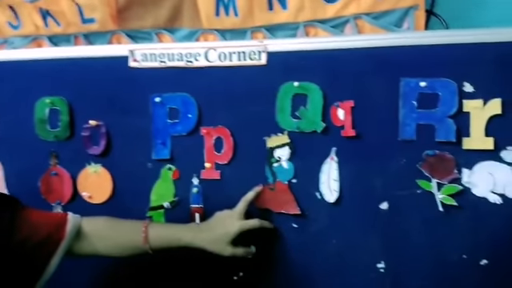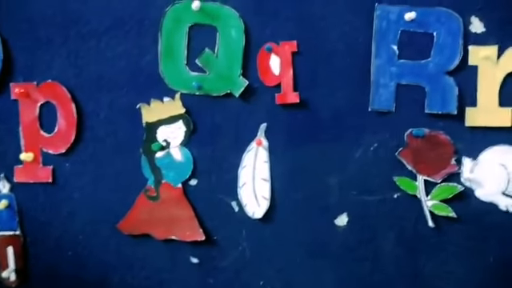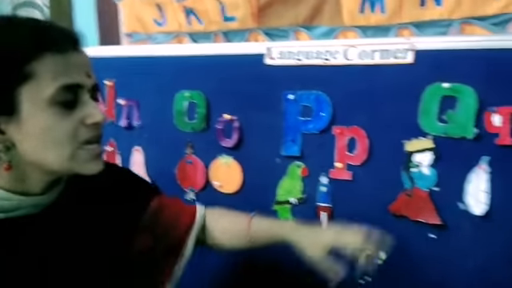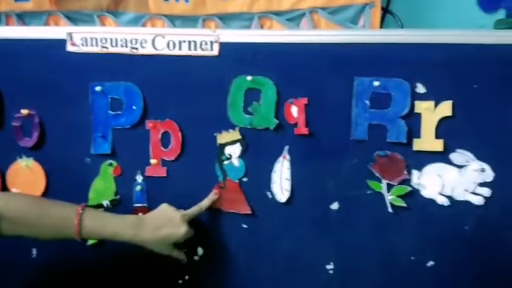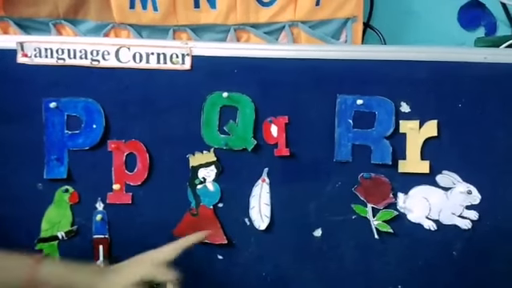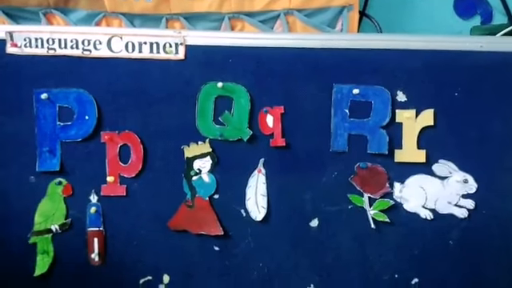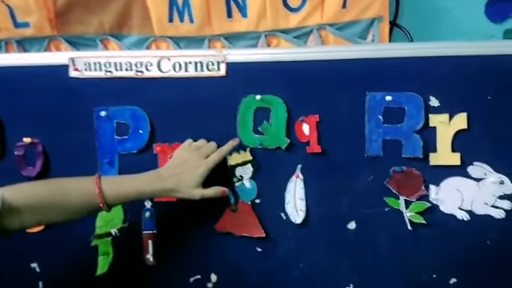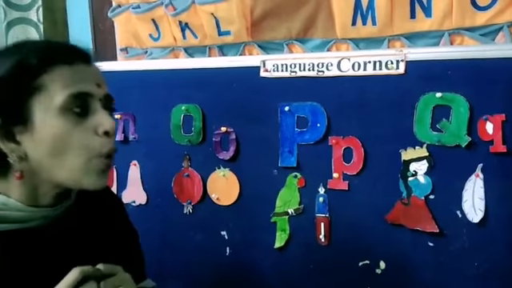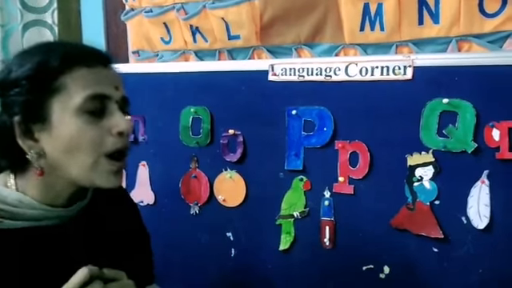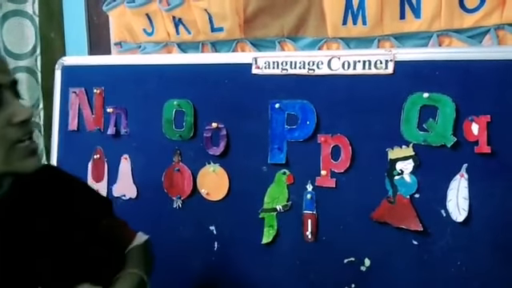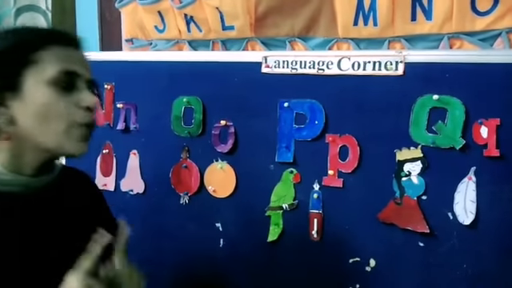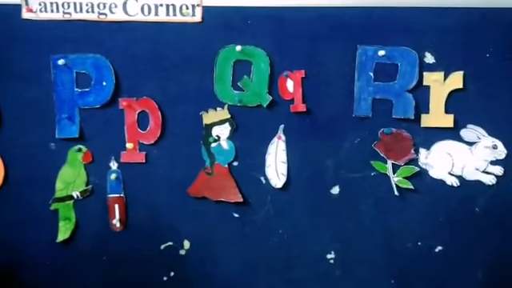Next, queen. Every country has a king and queen. Am I right? Okay, baby. See here. Quail and queen start with letter Q. Very good. What is the sound of this letter Q? Q is quack quack, queen. Very good. Super, baby, come on.